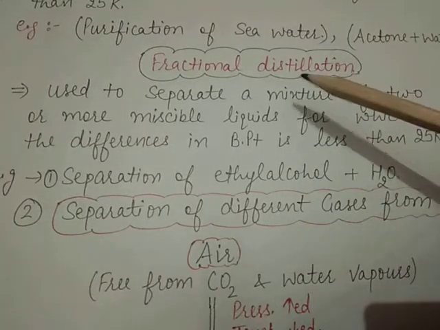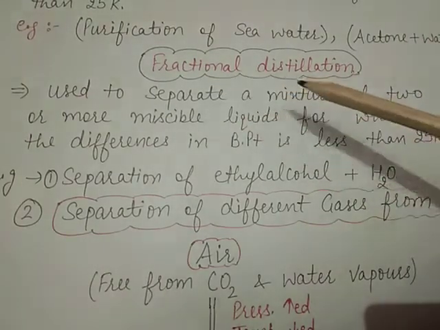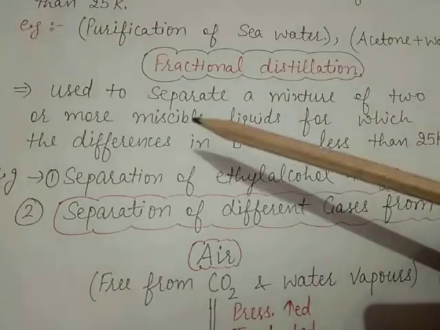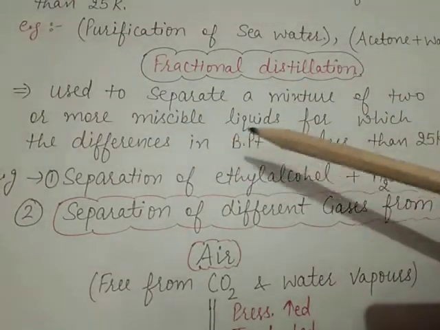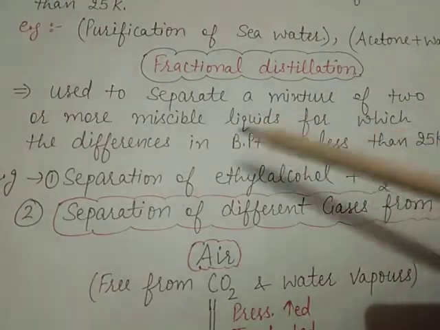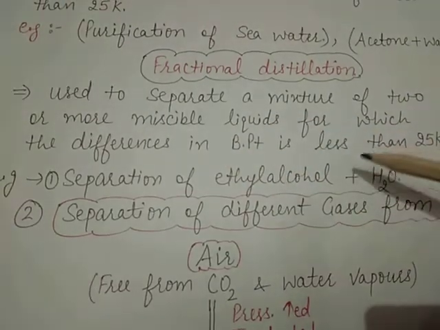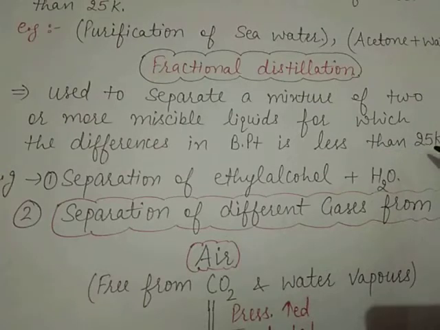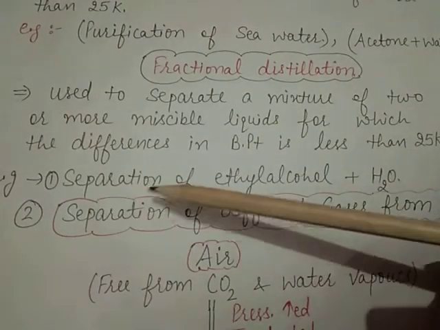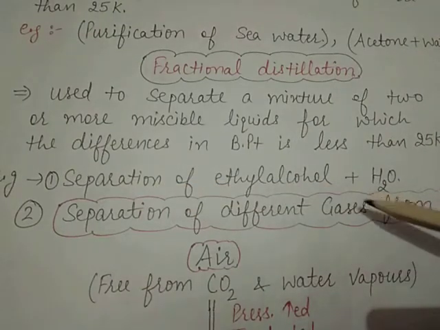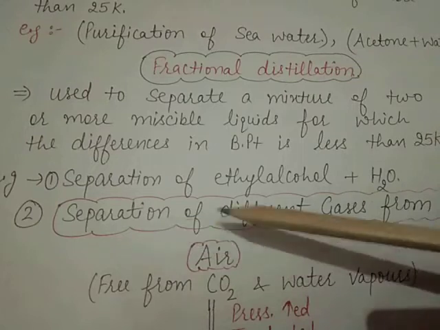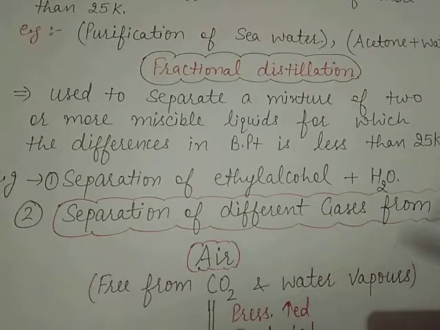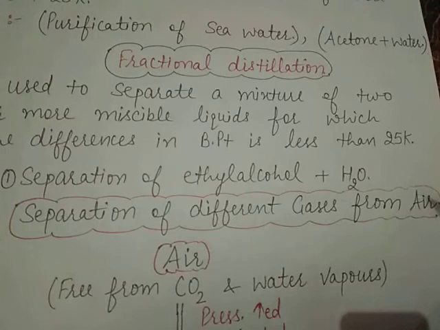Now the next method is fractional distillation. This method is used to separate a mixture of two or more miscible liquids for which the difference in boiling point is less than 25 Kelvin. Example: separation of ethyl alcohol plus water, or separation of different gases from air.